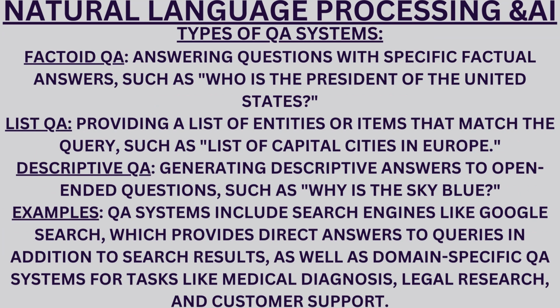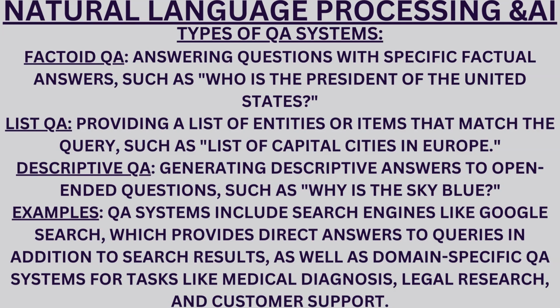Factoid question answer, answering questions with specific factual answers such as who is the President of the United States. List question answer, providing a list of entities or items that match the query, such as list of capital cities in Europe. Descriptive question answer, generating descriptive answers to open-ended questions such as why is the sky blue?